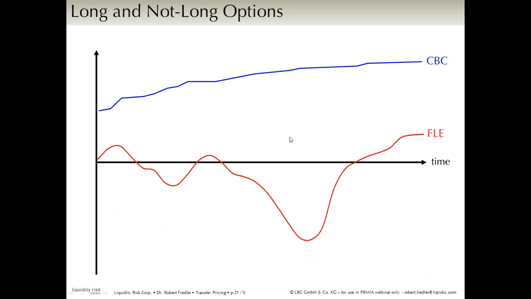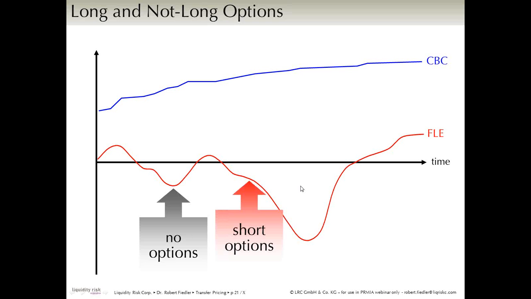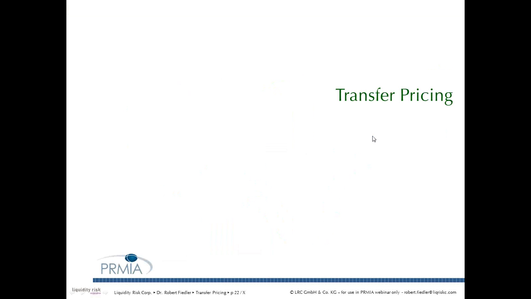Okay, and what have we done? Actually, with the CBC, we have firstly done the FLE, where we said there are no options, or there are short options which can be exercised against the bank, and then the CBC comprises all long options the bank has to do something against it. Okay, that's the liquidity in a nutshell.